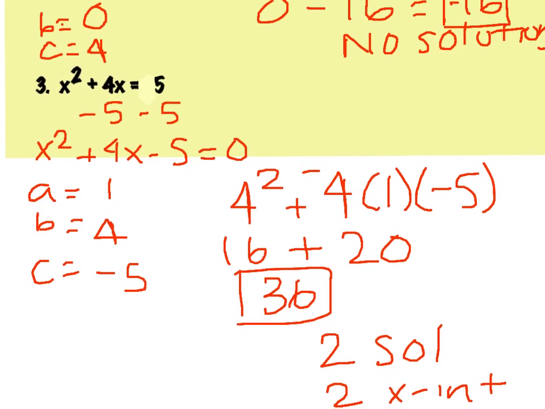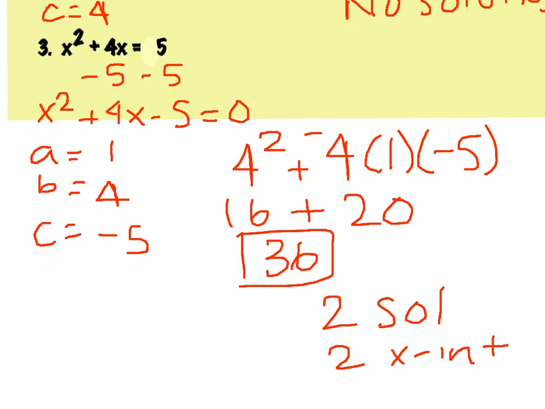And lastly, the one we just talked about most recently: when I plug this quadratic equation into the quadratic formula, I am going to get 2 solutions and 2 x-intercepts. Again, just to wrap up, the discriminant does not tell you what the solutions are. It simply tells you how many solutions and how many x-intercepts you will get.